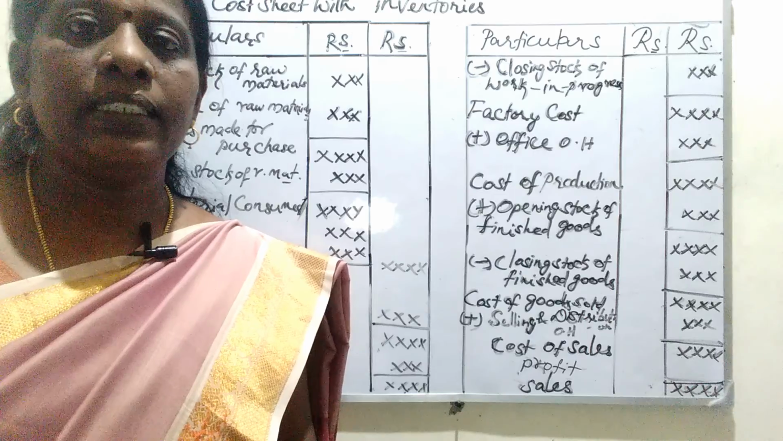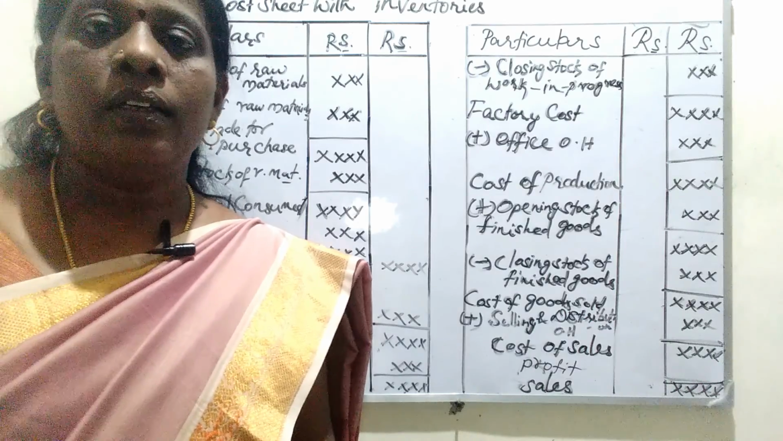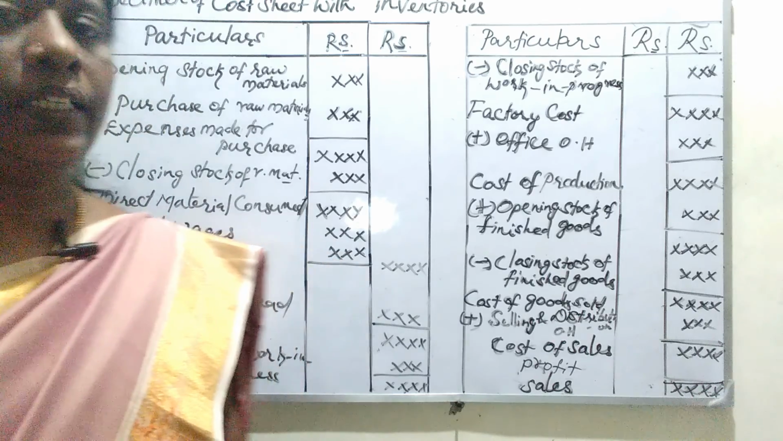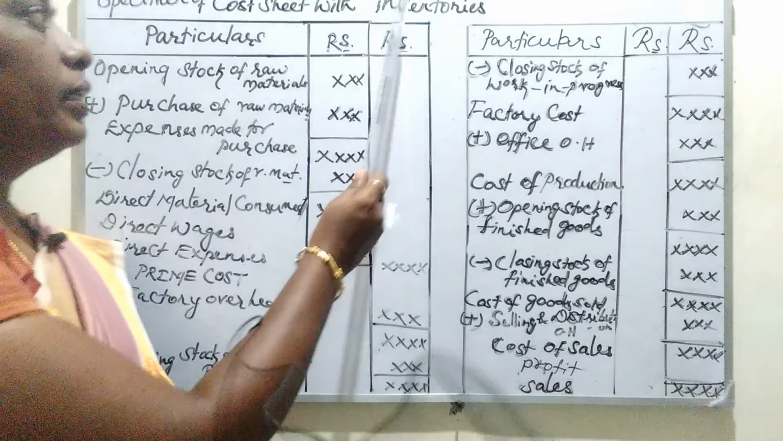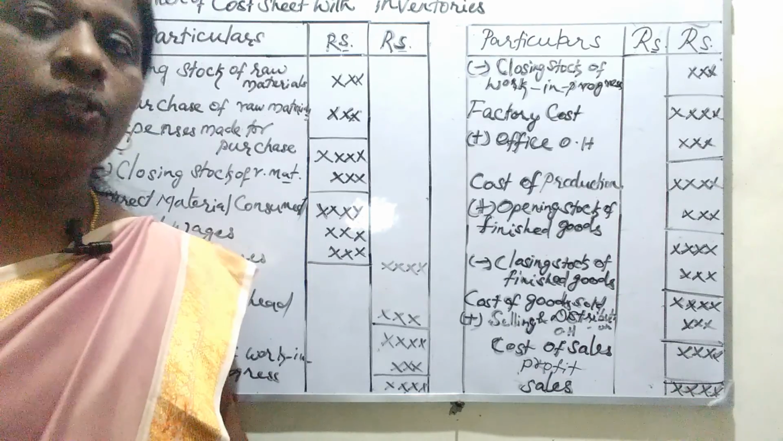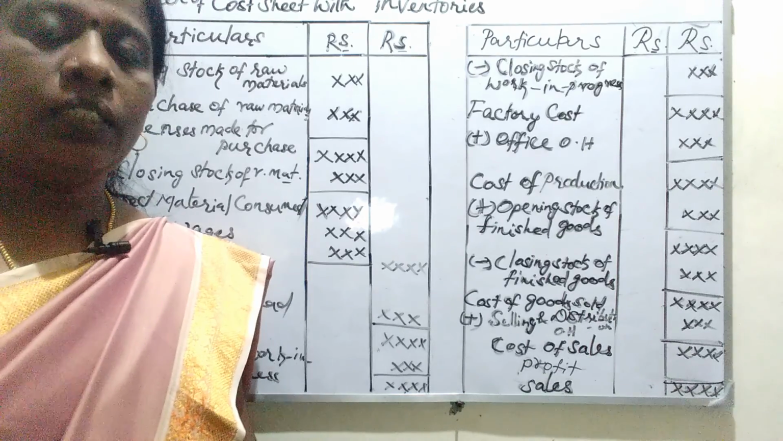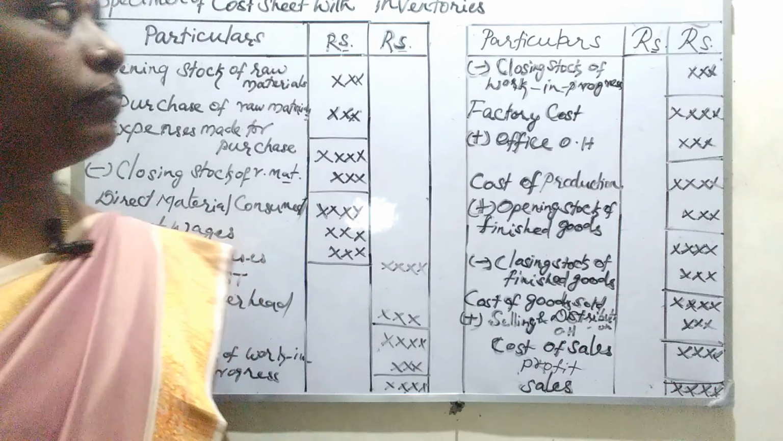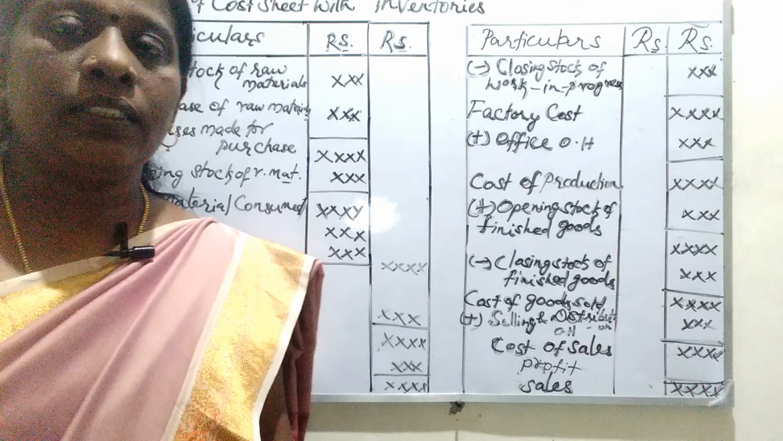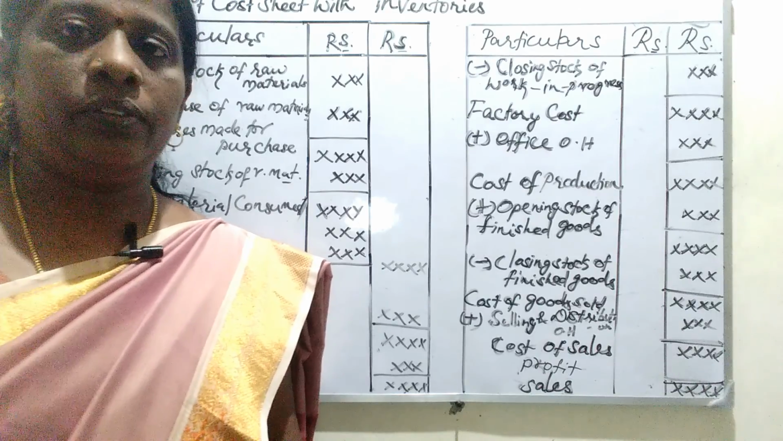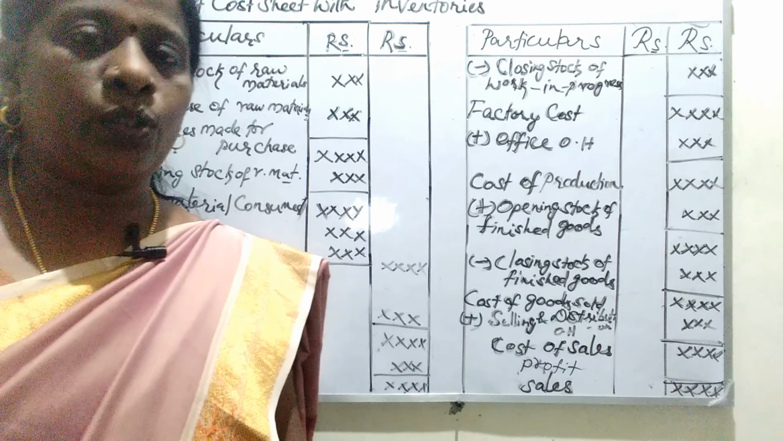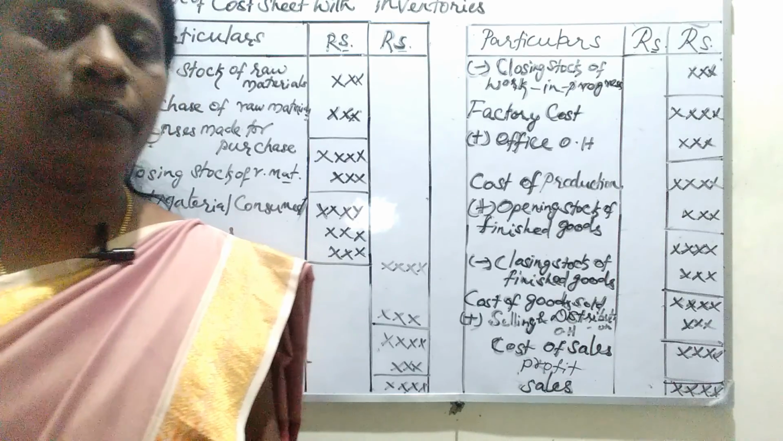Welcome to SAS Accountancy. In this class, let's see the specimen of cost sheet with inventories. In my previous class, we saw the cost sheet specimen only. This is with the inventories. So what is the meaning of inventories? That is stock. Stock means the balance in hand.